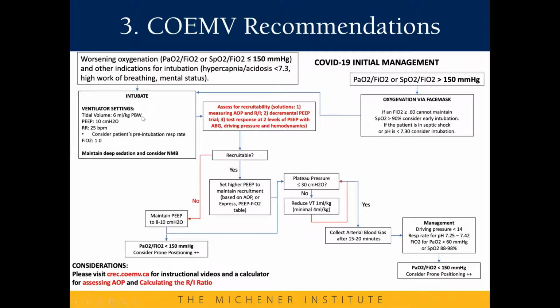And they would like you to initiate ventilation with 6 mL per kilogram based on predicted body weight. They start their PEEP out at 10 centimeters of water, and they're suggesting a respiratory rate of 25 breaths per minute. So they say you need to consider the patient's pre-intubation respiratory rate. So if they weren't breathing quite that fast, you don't have to start at 25. So you have some wiggle room for where to start your respiratory rate. Or if they were breathing much higher, you might want to start a little bit higher.